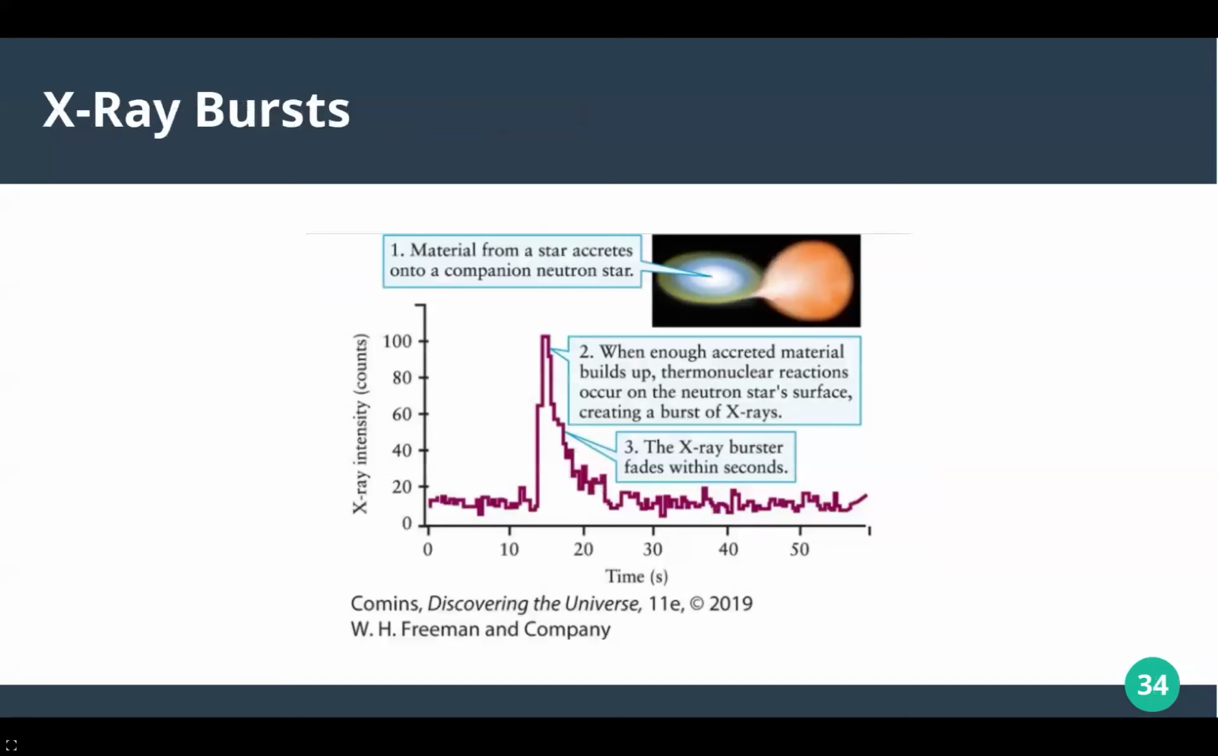X-ray bursts are caused when material from a star accretes onto a companion neutron star. When enough accreted material builds up, thermonuclear reactions occur on the neutron star's surface, creating a burst of X-rays. The X-ray bursts fade within a matter of seconds.